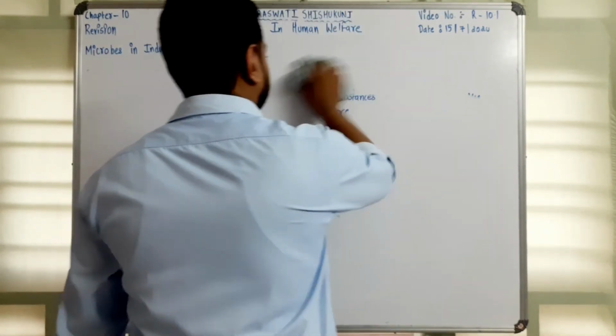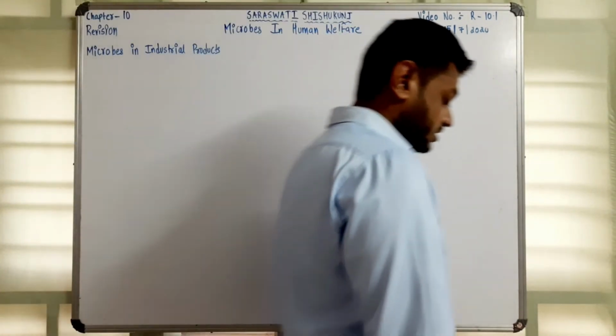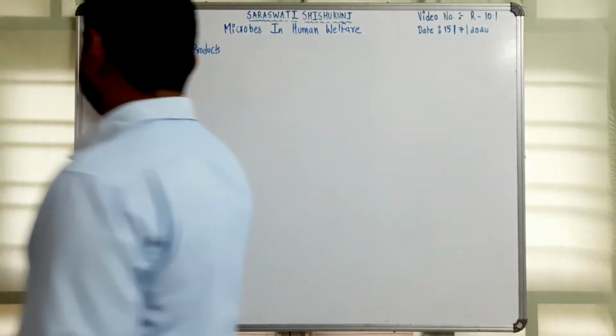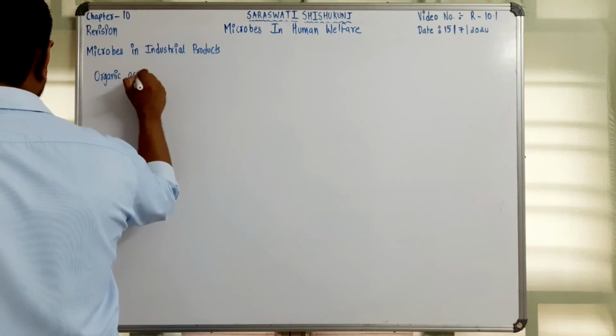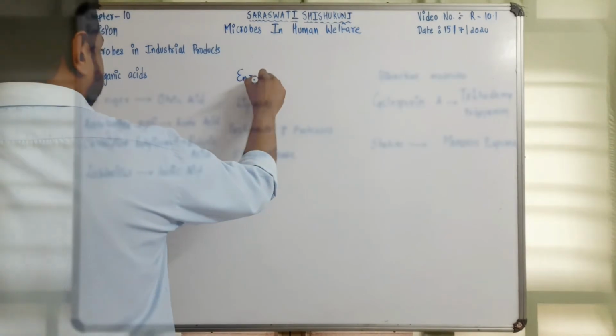Now we will also discuss the other products, right? So students, talking about that, certain organic acids are also formed in this. Organic acids are also obtained, right? Certain enzymes are also obtained.